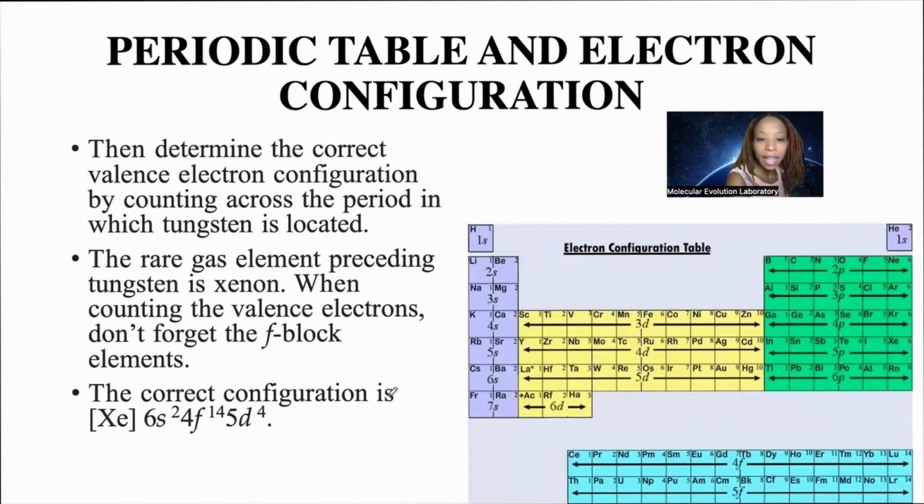The rare gas element preceding tungsten is xenon. When counting the valence electrons, don't forget the f block. So naturally, you would have to insert the f block. So it would be xenon, 54, 62. That would be plus 2. 4f, which can admit up to 14 electrons, and 5d, which would be the remainder, and it would be 4. So this would be 70, and then this 4 would be needed for the configuration of tungsten.